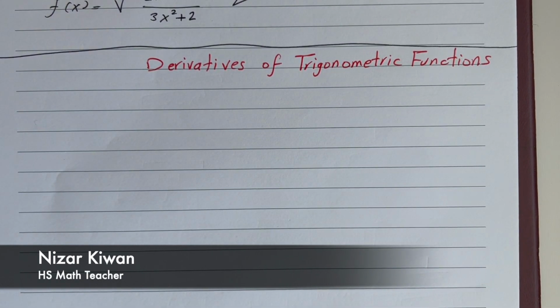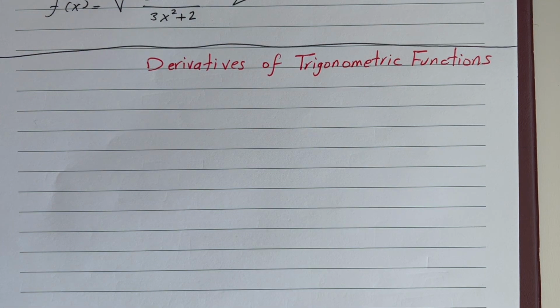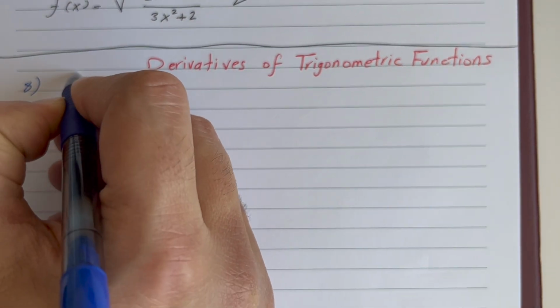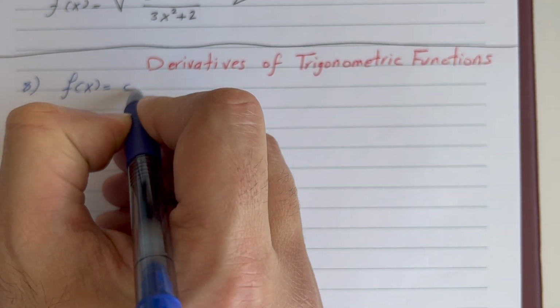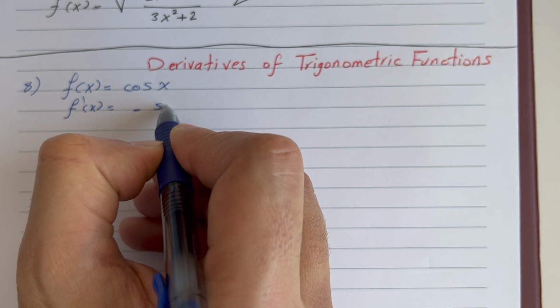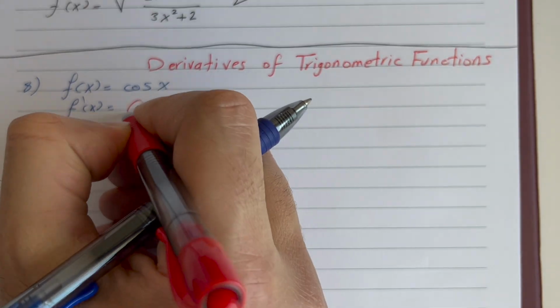Here is derivatives part 4. Now, what are the derivatives of trigonometric functions? I have taught 7 rules and now we will start with rule number 8. What is the derivative of cosine x? The derivative would be negative sine x. Just switch cosine to sine, but don't forget to add this minus.